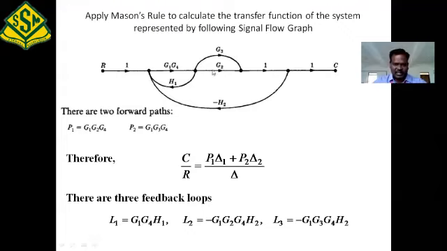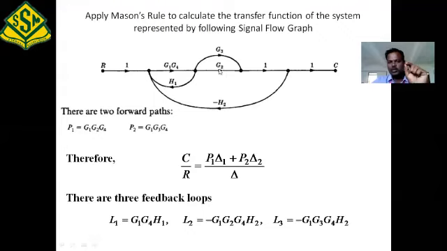Why am I not considering this semicircle? This is in the proper semicircle format, but I am not considering this as an individual loop. Why? Look at the arrow marks of G2 and G3. Both arrow marks are in the same direction, so it is not an individual loop. It is not necessary that all individual loops are in a semicircle format, right? So don't confuse that. Many students write this as an individual loop. This is wrong, right? Not all semicircles are individual loops.